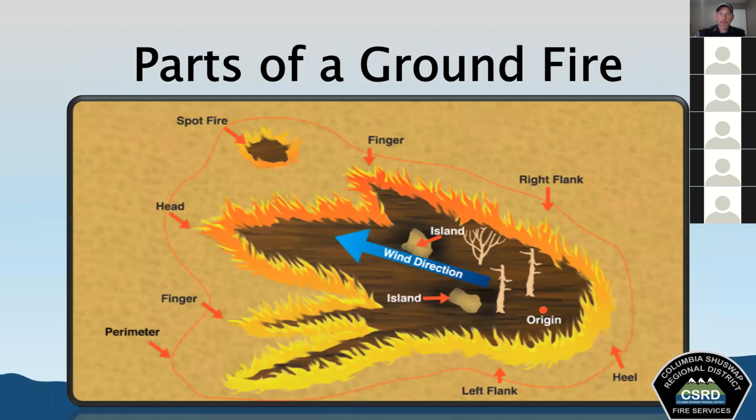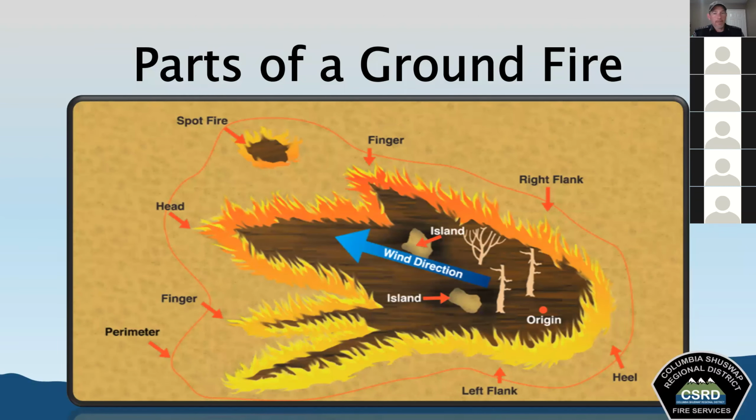So we'll go through a few of the parts of a ground fire. You see on this picture here, we've got a bunch of those different things highlighted. We'll start with the little red dot over near the left. It's called the origin. Origin is the point where the fire started. So in this diagram, the fire started here, and that's the point from which the fire is going to spread.